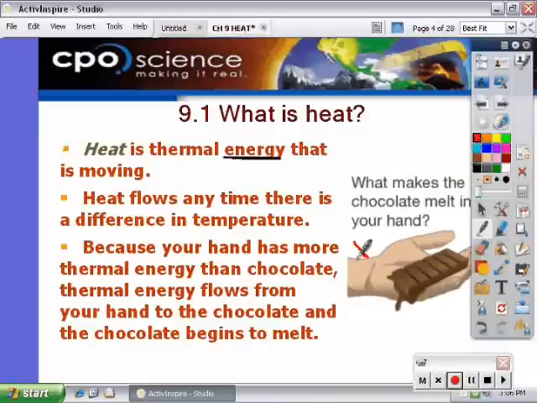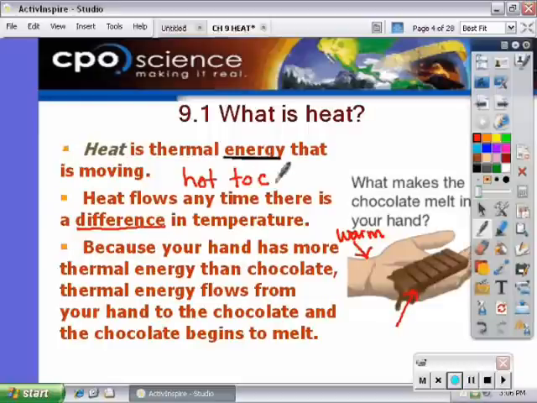Well, we know that your hand is warm, and the chocolate, to begin with, is at room temperature. But there is a difference in the temperature. So heat flows from hot to cold, from high to low, where there's high heat energy to low heat energy. Because your hand has more thermal energy than the chocolate, the thermal energy flows from your hand to the chocolate, and the chocolate begins to melt.